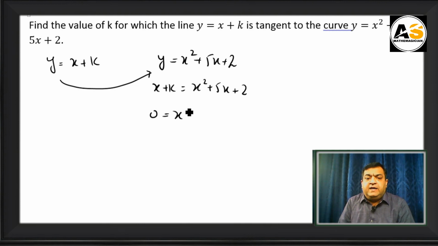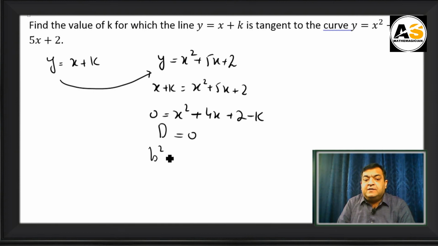Zero is equal to x square plus 4x plus 2 minus k. Now this is a quadratic equation, k is unknown. It will generate two roots if its discriminant is positive. It will generate only one root if its discriminant is 0, and it will generate no root if discriminant is negative. Since this line is to be tangent to this curve, there should be only one solution from this quadratic equation. For that, the discriminant is equal to 0.